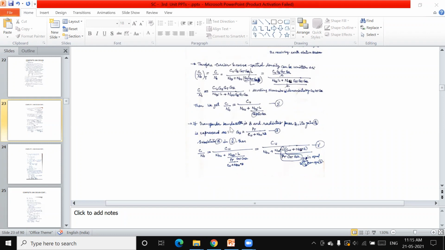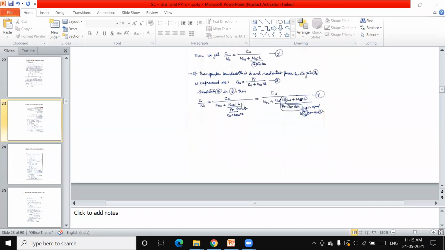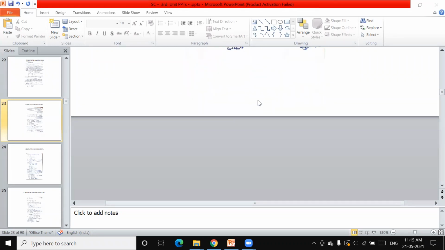If the transponder bandwidth is B and it radiates the power PT, then the gain of that transponder or satellite antenna is given by PT by CU, the uplink carrier power, plus N naught U into B, that is the uplink noise power spectral density into its bandwidth. We define this GS with this statement and substitute it into the third equation. Then everything after is simplification only.